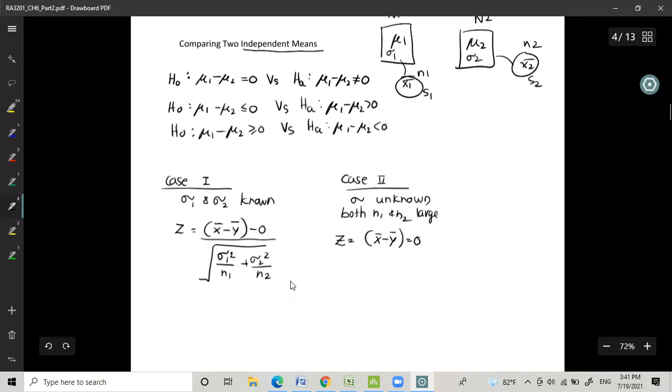Again, this is going to be the same thing, but replace sigma with what? S1 squared. That is the sample standard deviation.